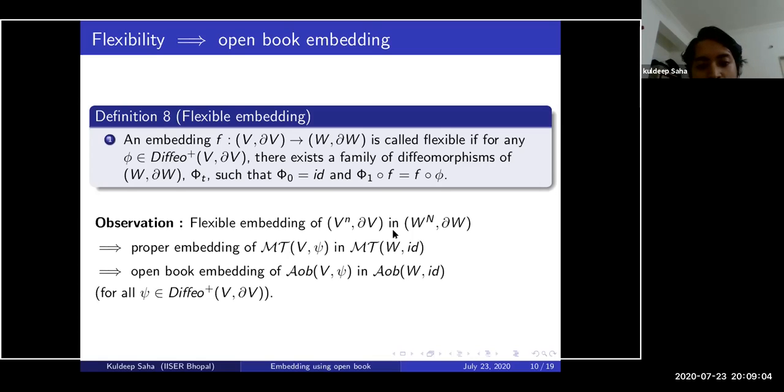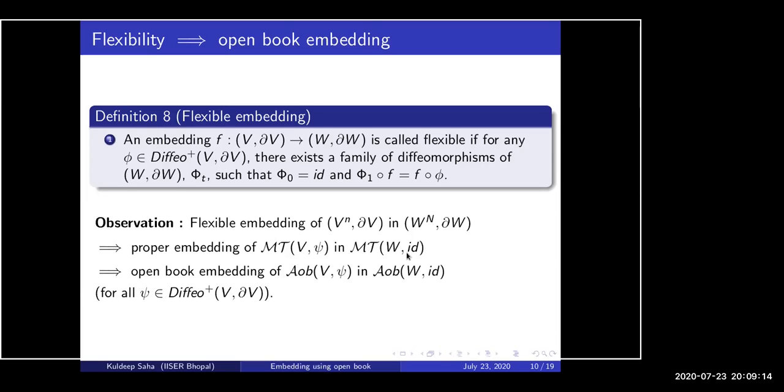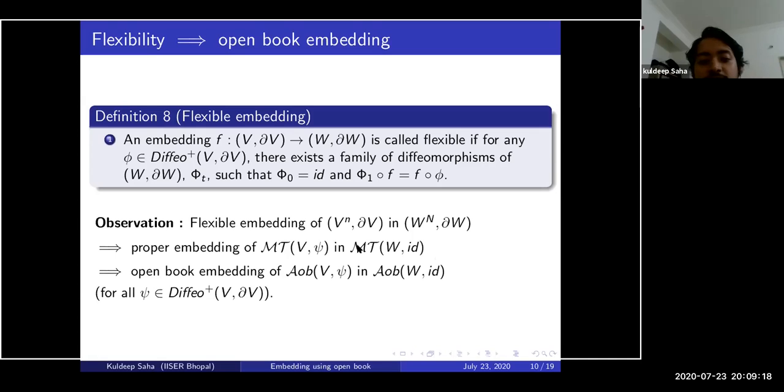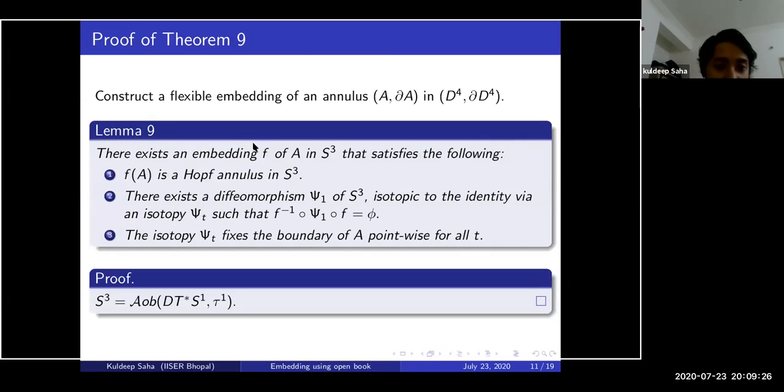In particular, note that a flexible embedding of V inside W implies a proper embedding of the mapping torus of V with any diffeomorphism ψ inside the mapping torus of W with monodromy identity, which in turn implies an open book embedding of the open book (V, ψ) inside the open book (W, identity). So showing flexible embedding is enough.